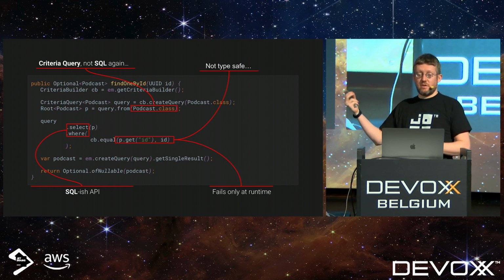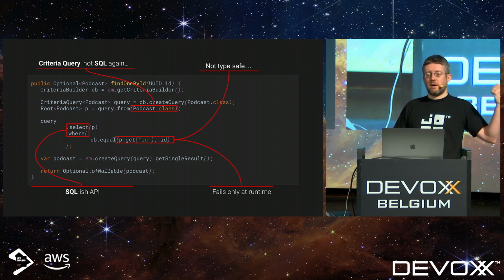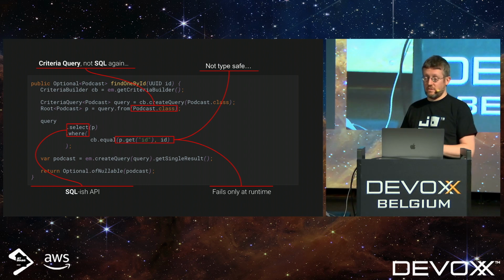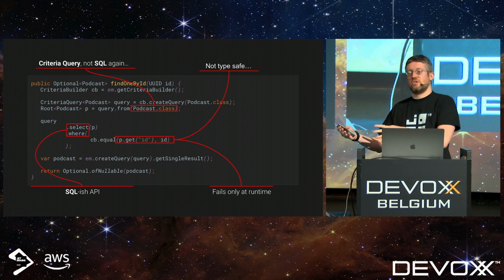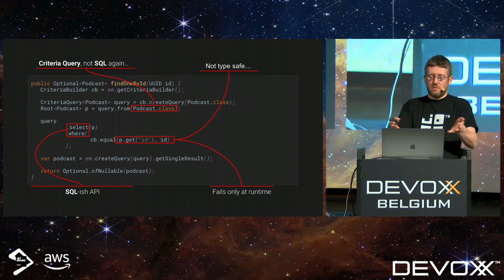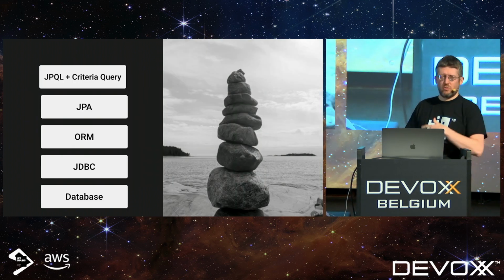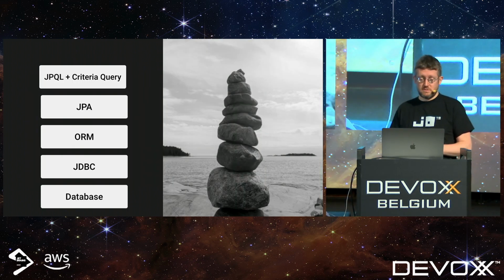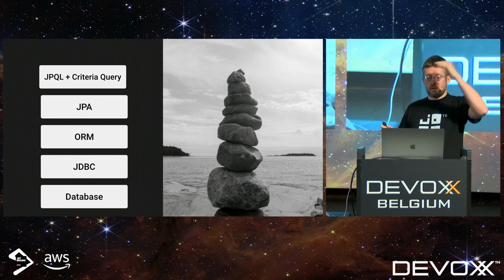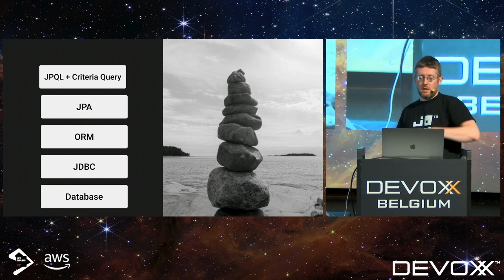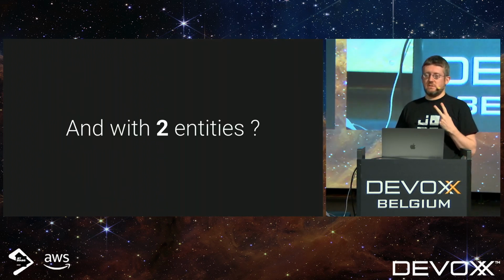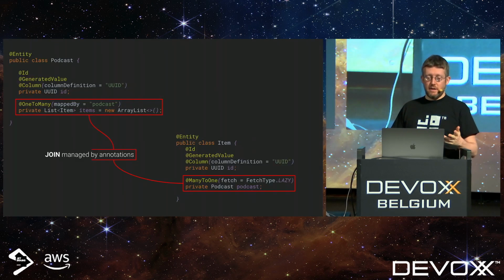And the "don't repeat yourself" principle is not respected here again, because you have to repeat something from the annotation part in this specific element, for ID, for example. So again, if you change the ID on the database, it will crash at runtime. And I don't want to crash at runtime. It's too costly. So JPQL, JPA, JDBC, so many layers. And with two entities, it's the beginning of the end for me.